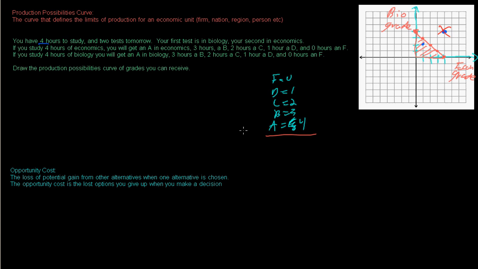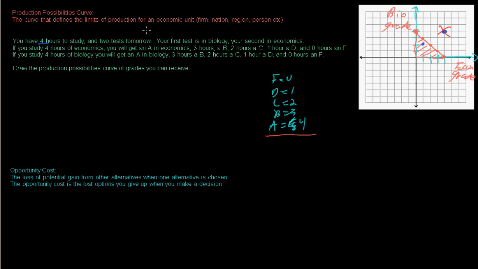So the last video covered the topic of the production possibilities curve, which we drew over here. And now we're going to go ahead and talk about opportunity cost. Opportunity cost is a very, I want to say, ethereal concept. It's very difficult to grasp, but once you get it, it makes a lot of sense.